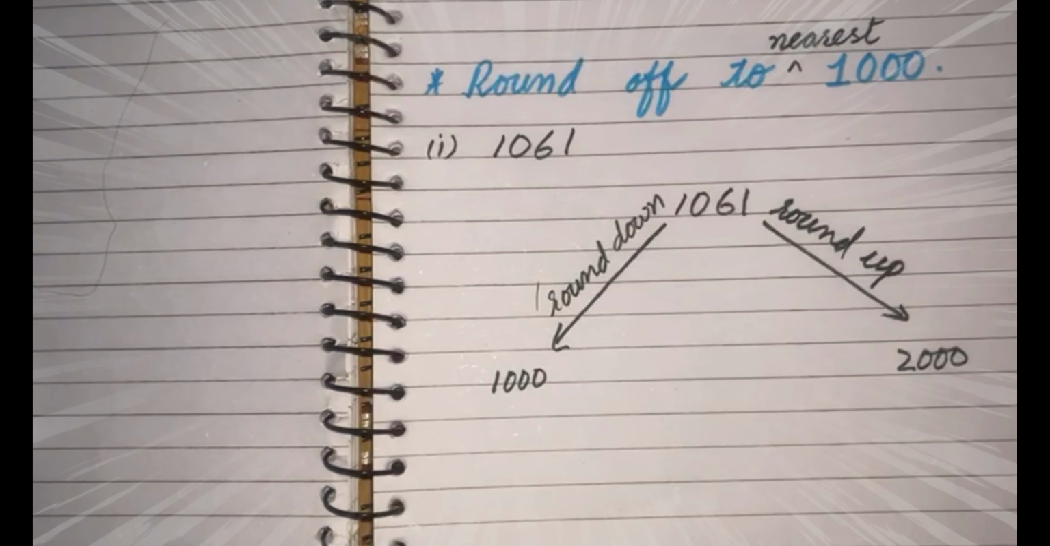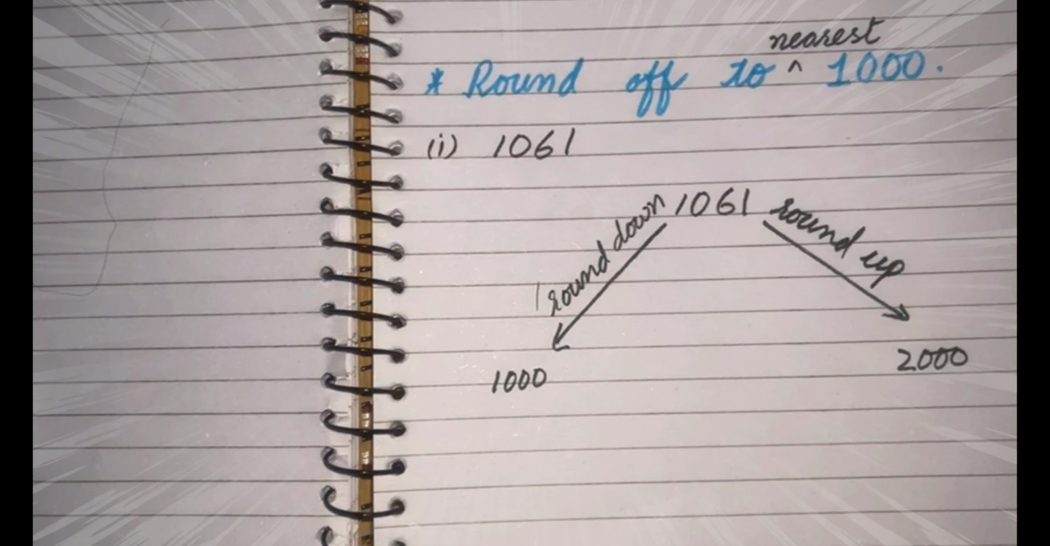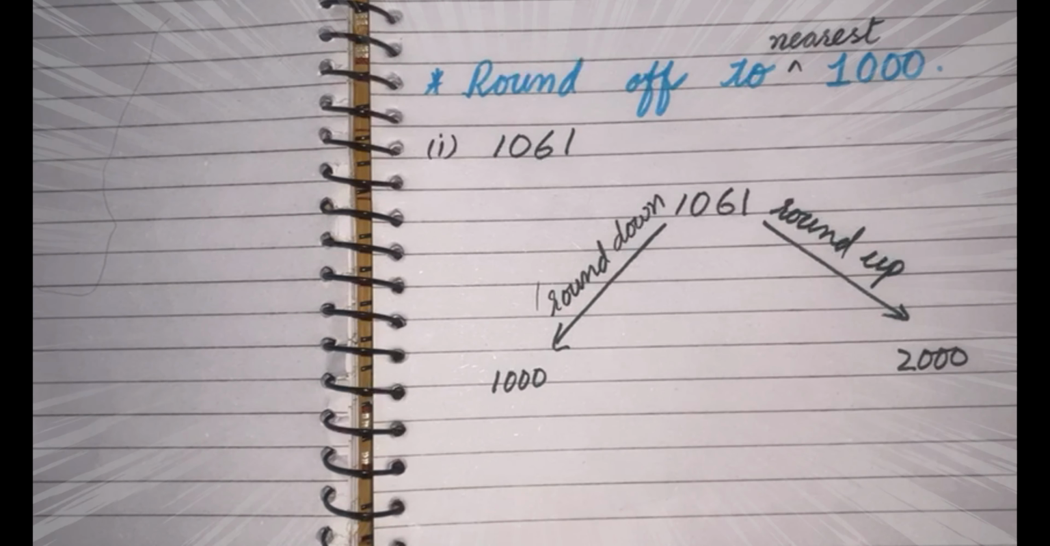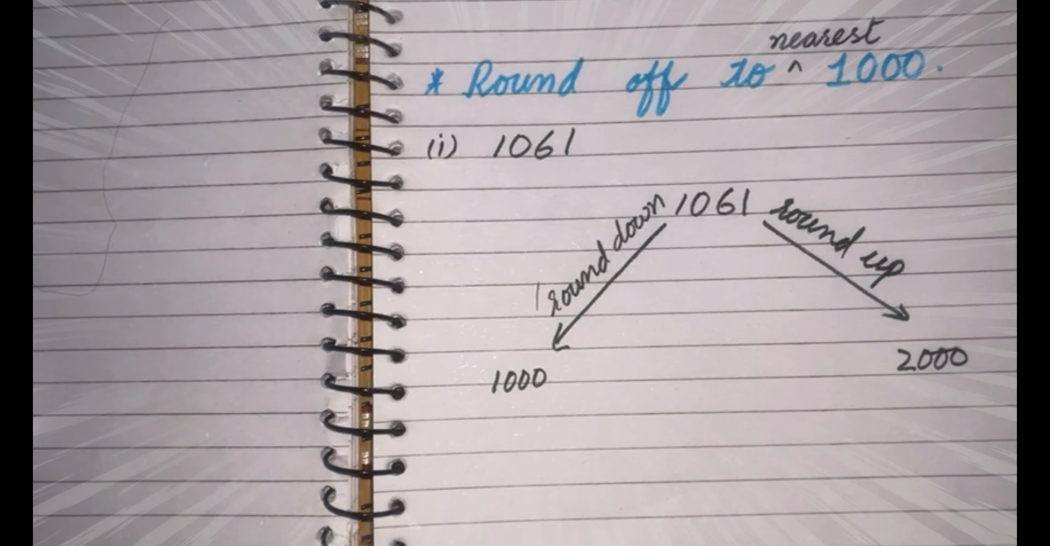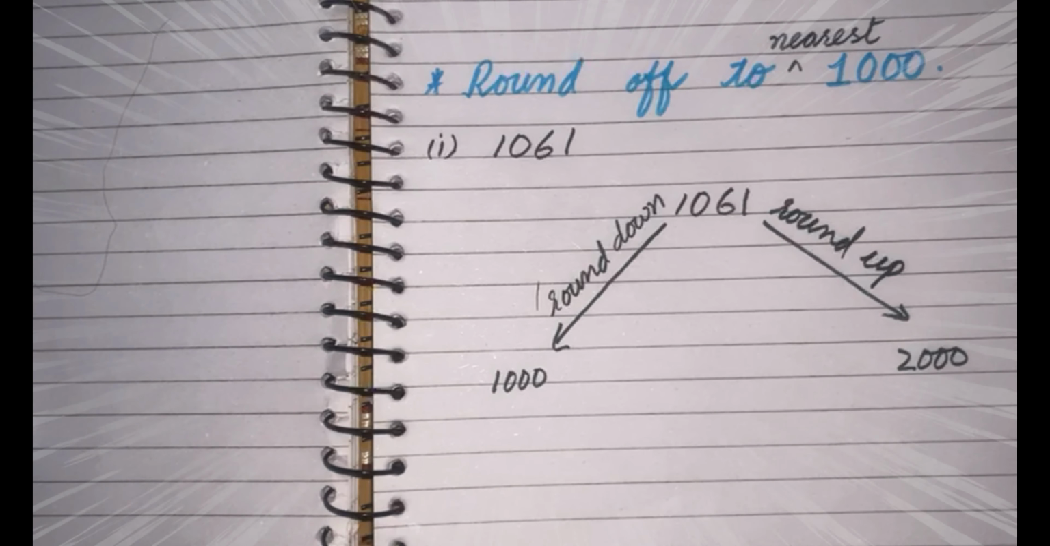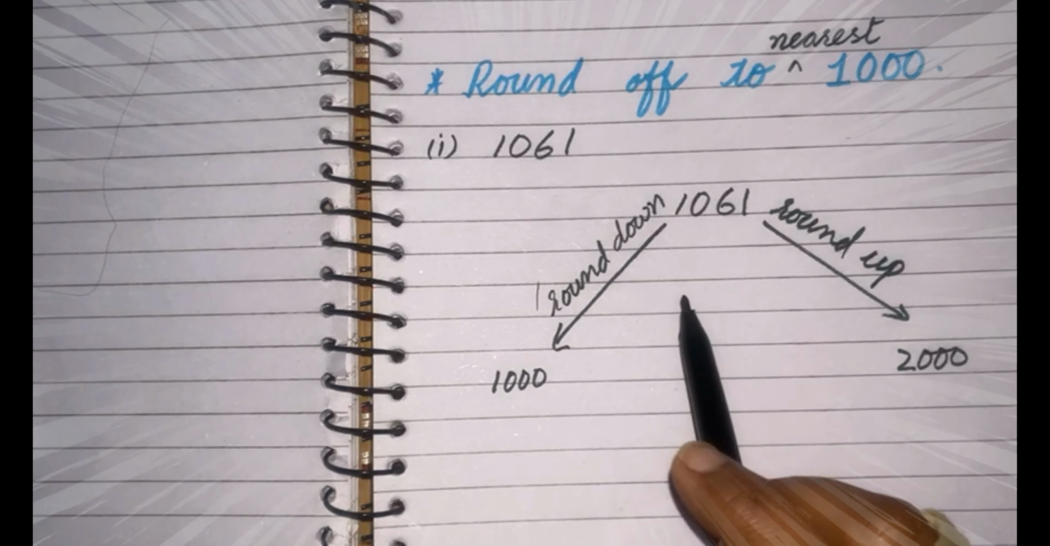Next we have round off to nearest 1000. Again we are given a whole number which is 1061, and we are asked to round it off to nearest 1000. Here again we will go through the same pattern. 1061, if we round it down to 1000, we have 1000, and if we round it up to 1000, that is 2000. So which one is correct, 1000 or 2000?